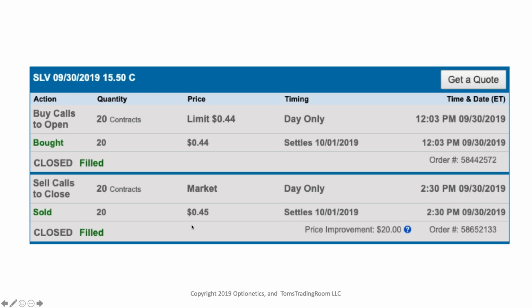Here's SLV, and this one was really a dud. It was a 20 contract trade at 44 cents. This was at 12:03, 2.5 hours later, 45 cents. But hey, it didn't lose a lot of money, it just didn't make a lot of money.